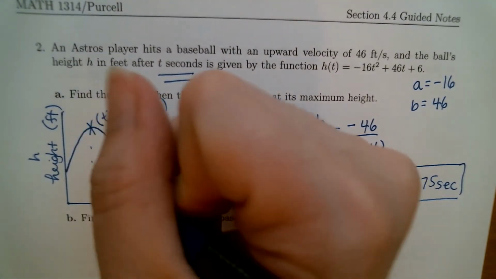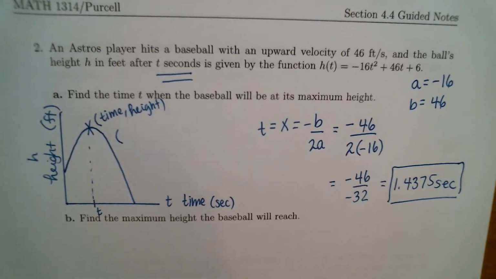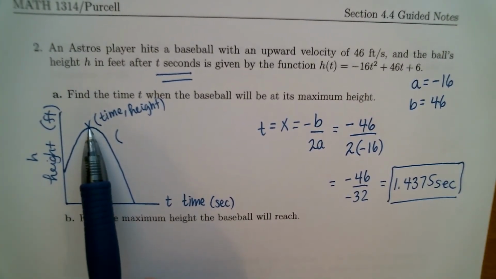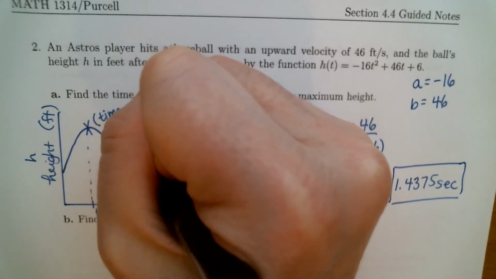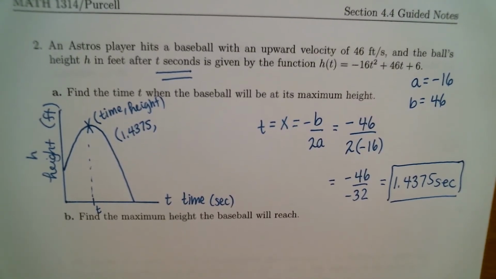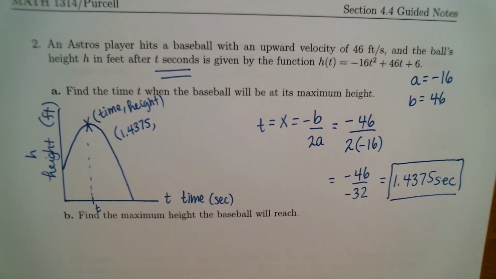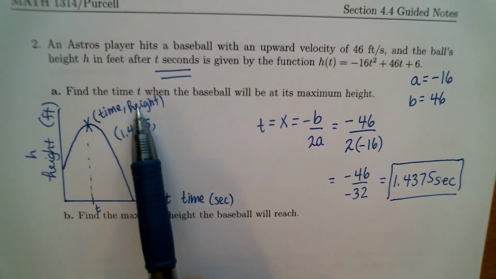I'm even going to go back to the little sketch over here, and I'm going to write down this ordered pair. I know the t coordinate so far. That's 1.4375. All right, in part B, it wants us to find the maximum height the baseball will reach. Well, we're still referring to the vertex. We just need the other coordinate, the y coordinate or the h coordinate.